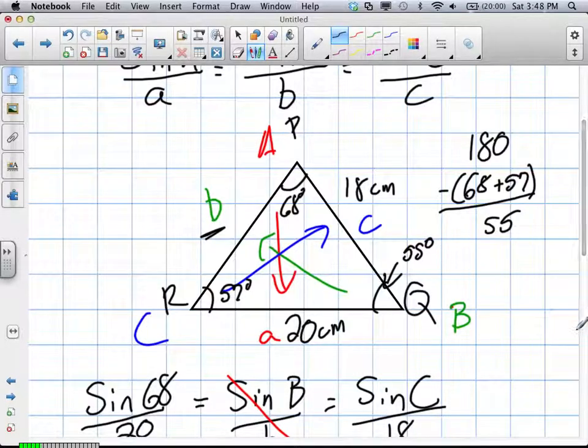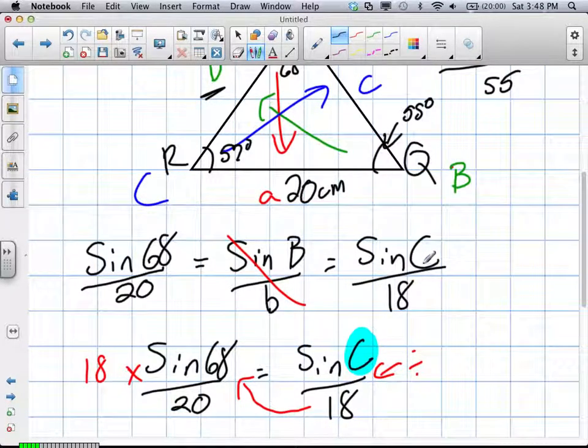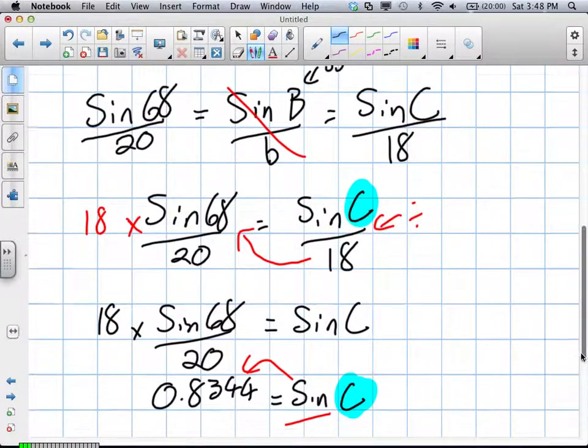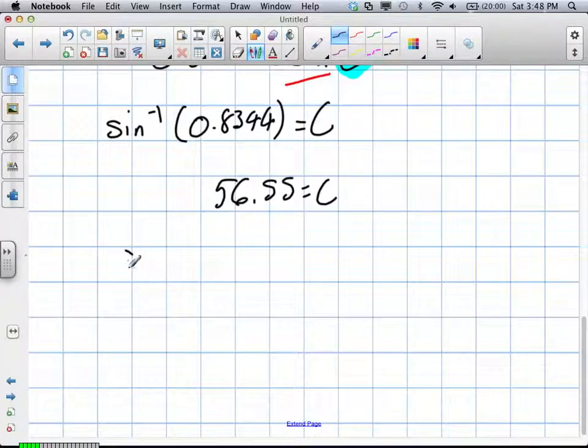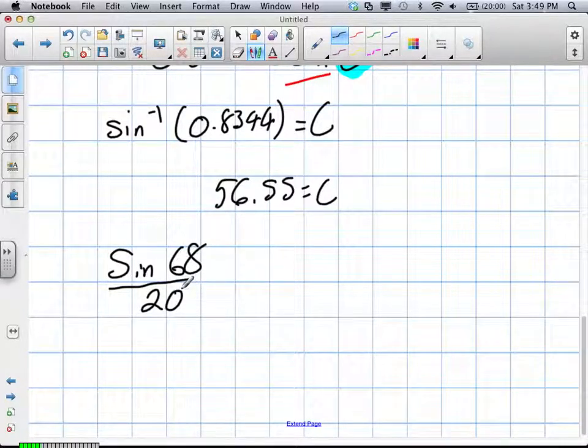Now I can use sine law to solve for my side B, since angle B is 55. Let's do it down here. What are our original numbers? Sine 68 over 20 is equal to sine 55 over unknown side B.